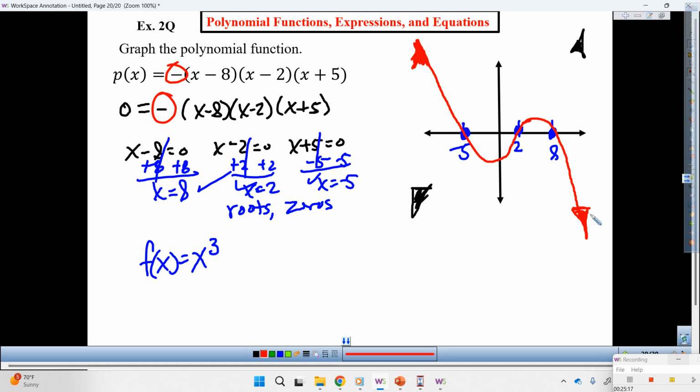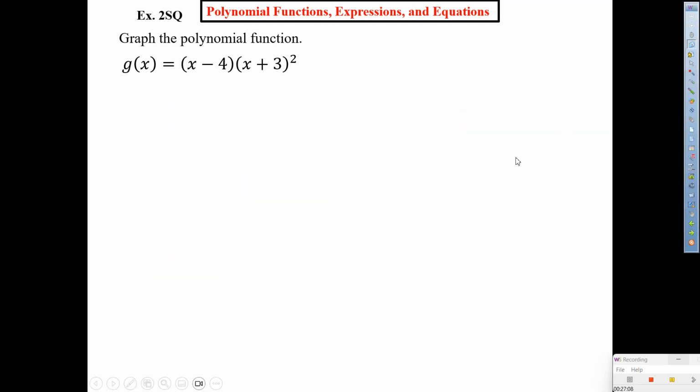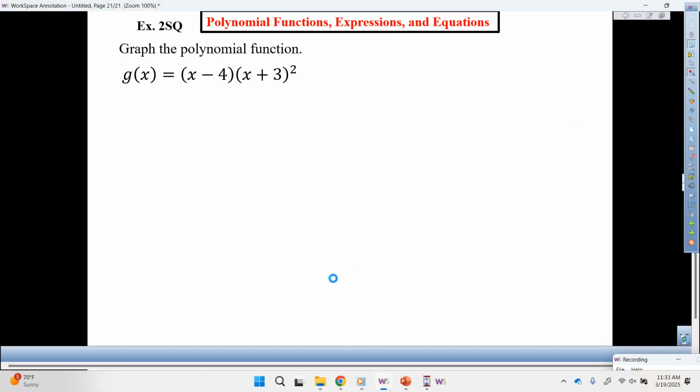There you go. Hands up if you got that by yourself. All right, not bad. Let's crank it up a bit. Copy this one. Example 2 super Q. g of x equals (x minus 4)(x plus 3) squared.